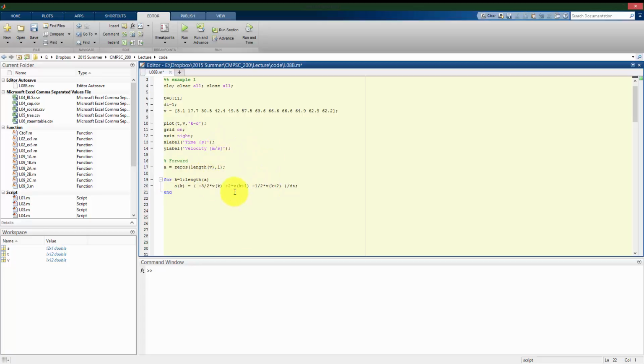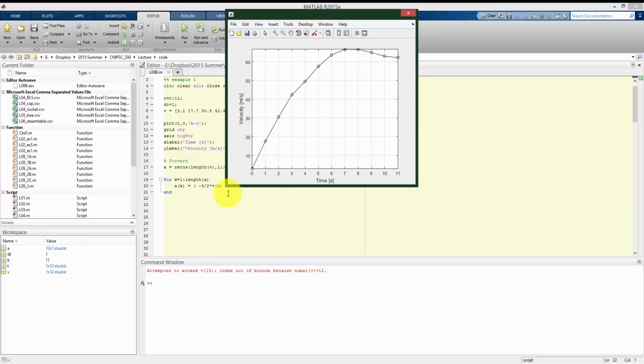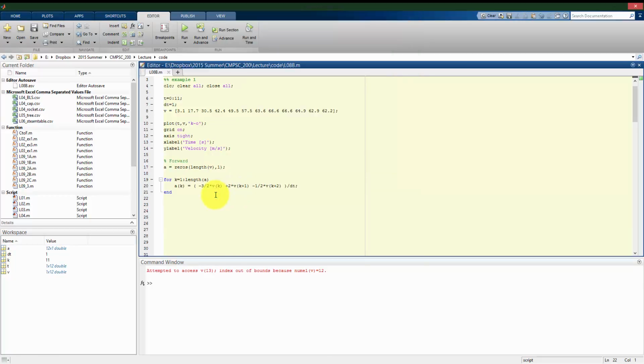But if I try to run this, what happens here is I can't, because by the time I reach the second to last value, I can no longer use the forward differentiation. I'm trying to use the 11th value as my v of k, the 12th value, that's okay, and the 13th value, but that's not okay, because I don't have data for the 13th value.